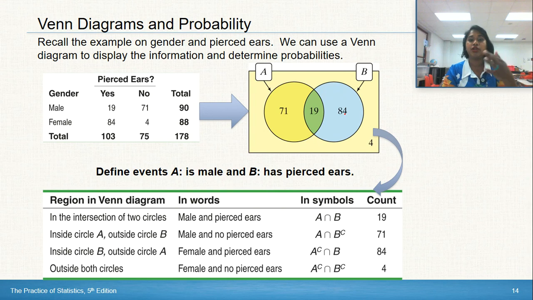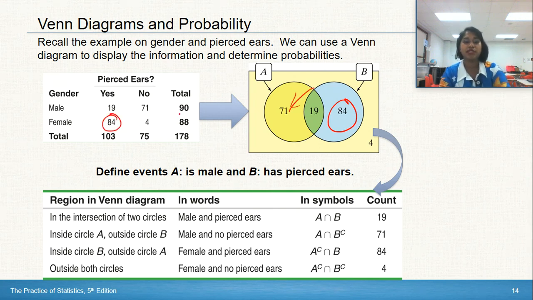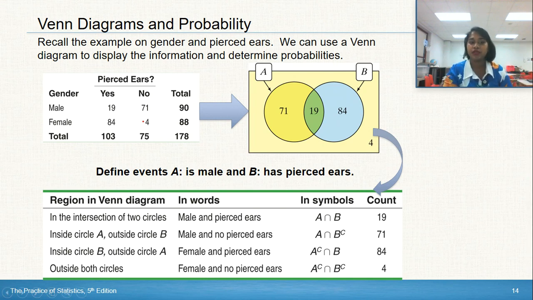But what if I wanted to know the female side with pierced ears? That would be B intersection A complement. And again, where did this 84 number come from? It's doing some math to separate out those values. And finally, if I want this number right here, this would be my A complement intersected with my B complement, and the only number left would be 4. So this is our two-way table, here's our Venn diagram, and this is how we write it in notation. They all mean the same thing.